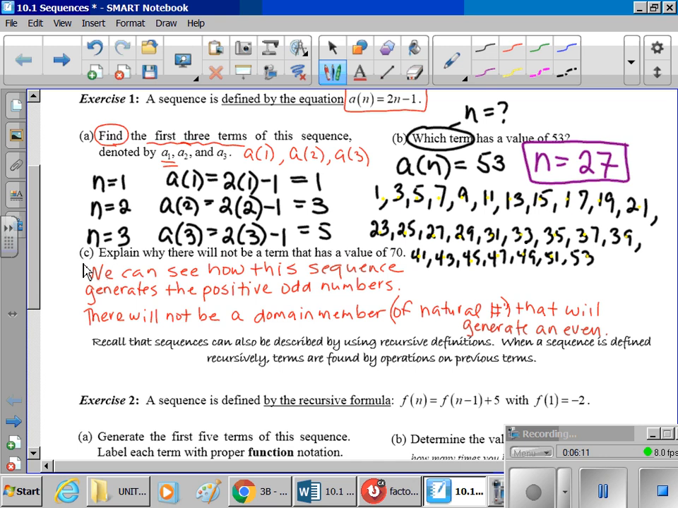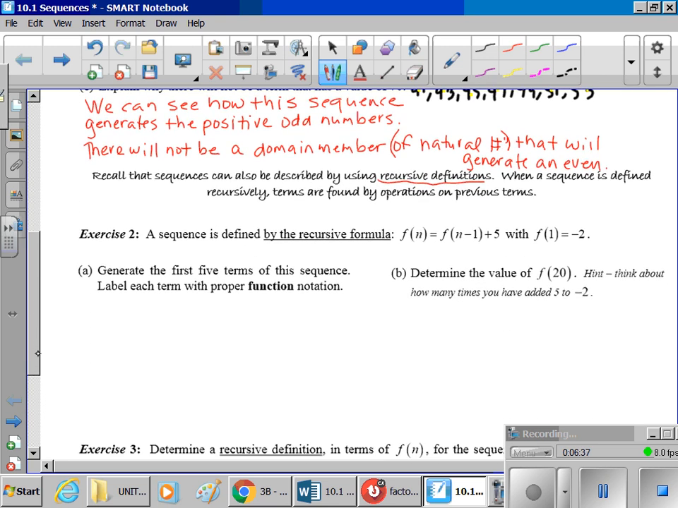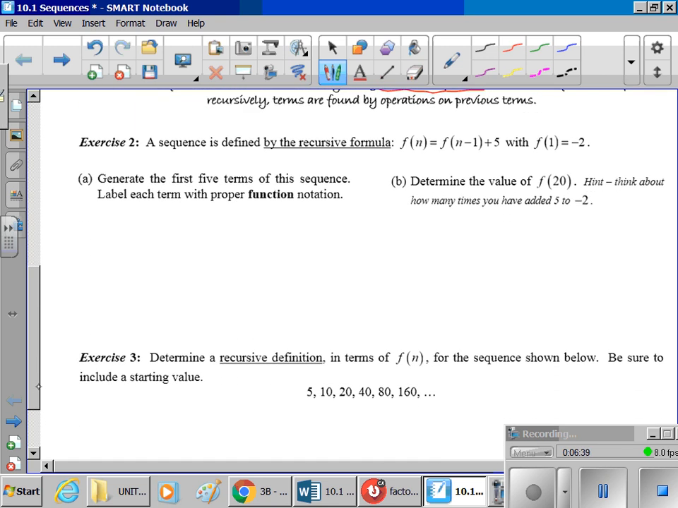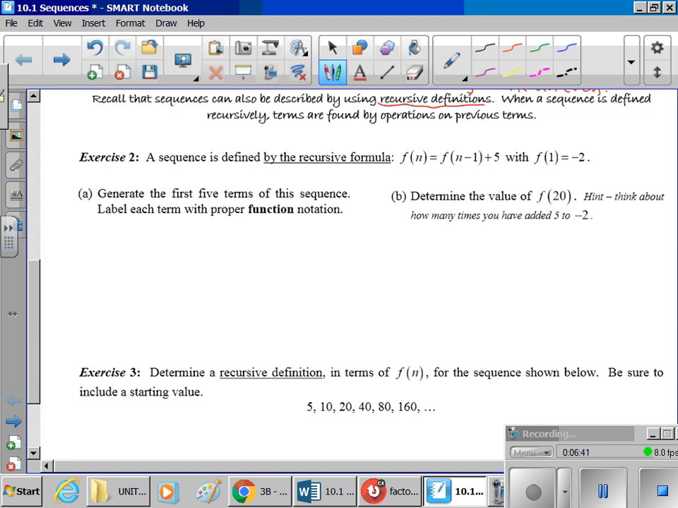So recursive definitions are also, so what we just talked about is called an explicit definition, which is great because if you want to know what the 100th term is, you can just put in a of 100 or f of 100, and you can come up with the term that associates with the actual value of the 100th term. But in exercise 2, we talk about recursive sequences or recursive definitions. And what these do is these depend on the term that comes before it.